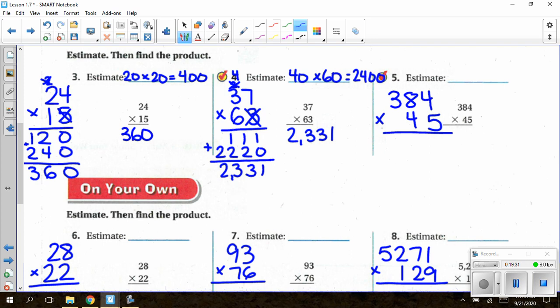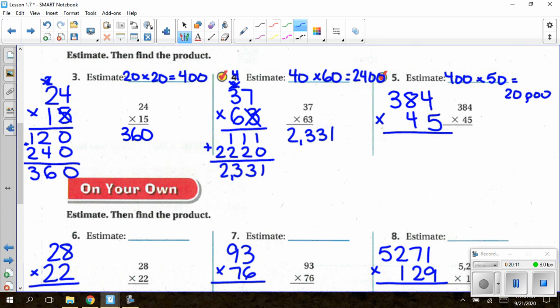For number 5, I do now have a hundreds factor multiplied by a tens, so we do need to make sure that we are finding our estimate to make sure my answer is reasonable. The 8 does tell my 3 to round up to a 4, so I'm rounding the 384 to 400 times, and then the 5 does tell my 4 to round up to a 5, so 50. 4 times 5 is 20. And then I have 3 zeros after that 20 that I will have to add. So that means my answer should be around 20,000.